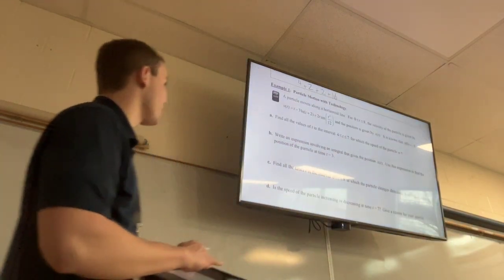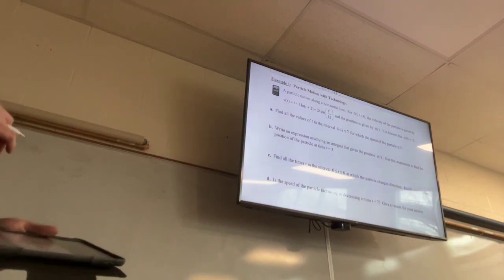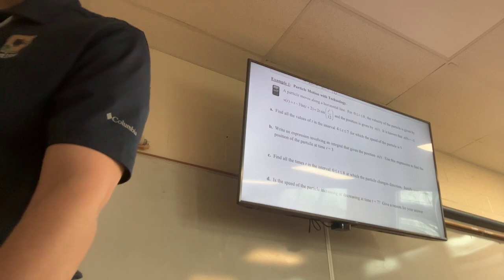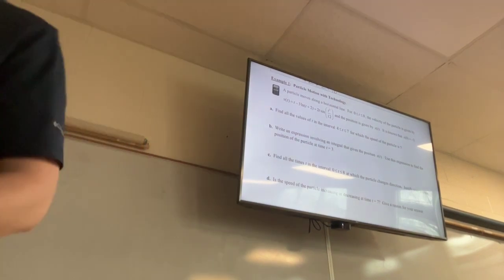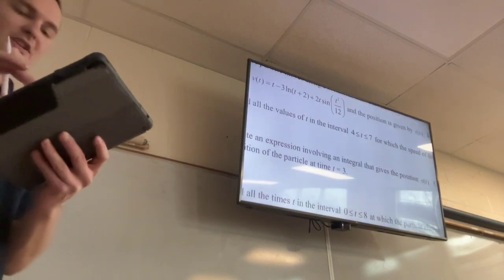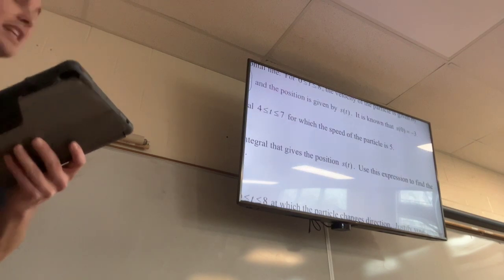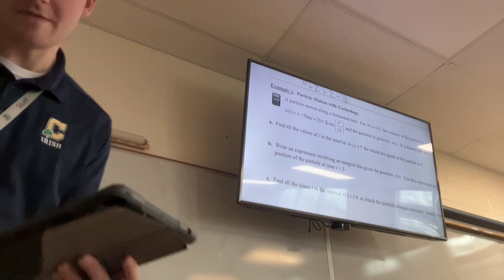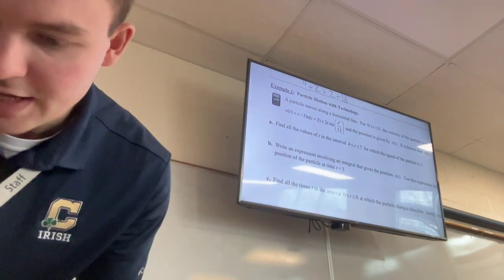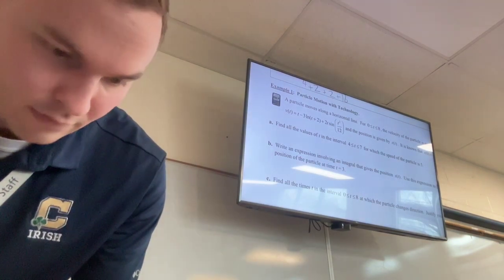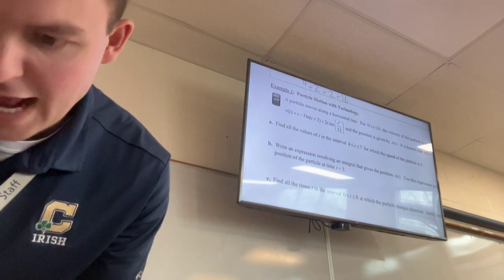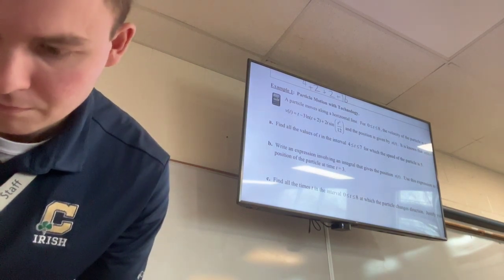So we got a particle moving along a horizontal line. Yay, I love horizontal lines, okay? They want all the values of t when the speed is 5. So they give us the velocity function. What's the speed function then, if we know the velocity function? Yeah, it's the absolute value of velocity, right?